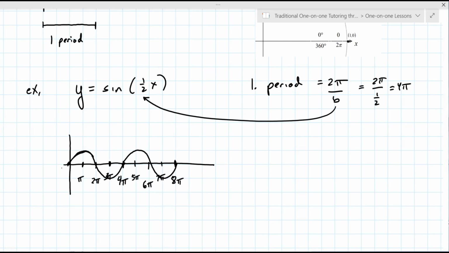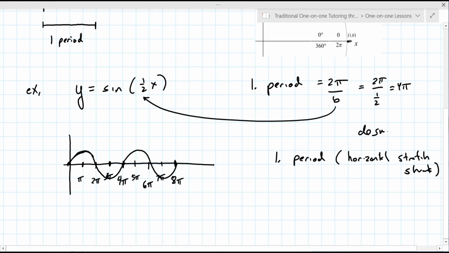So you learned this from a previous class, there's a bunch of transformations that you're going to see here. One is related to the period, and that's your horizontal stretch and shrink. Do you use Desmos at all? Yeah, we've done Desmos. Okay, that'll help with seeing this, but we'll get to that.